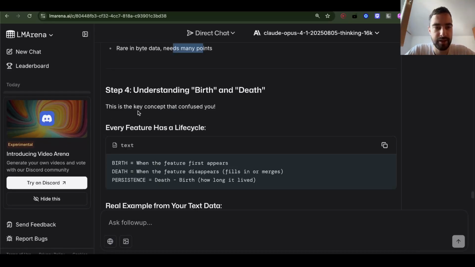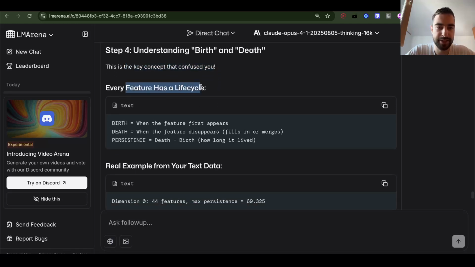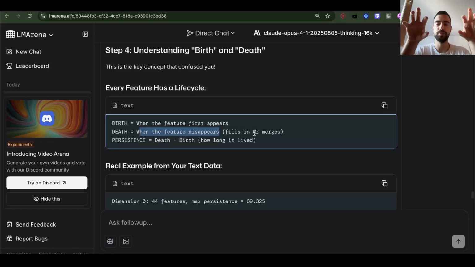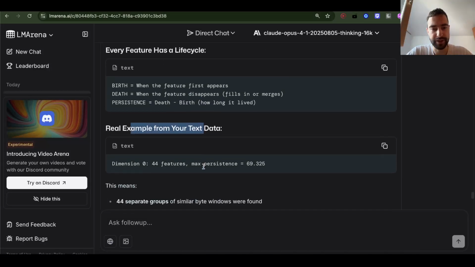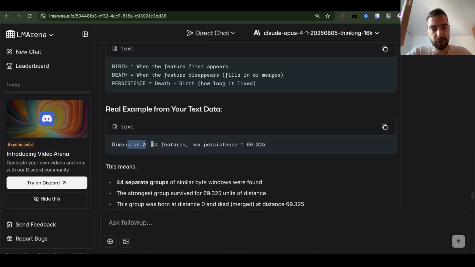Understanding birth and death. This is the key concept that confused you. Every feature has a life cycle. Birth, when the feature first appears. Death, when a feature disappears, fills in or merges. So the separate groups merged into a single group, so the separate groups died. Persistence is death minus birth, how long it lived. Real example from your text data, dimension 0, 44 features, max persistence 69.325.